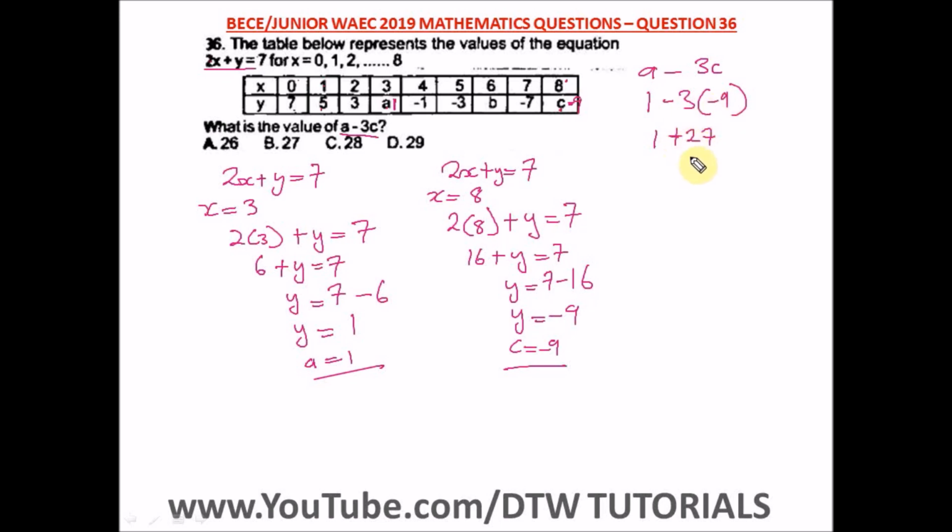If you don't understand the signs, on the new channel, I'm also going to be teaching signs, when you multiply and when you add signs of different values. Alright, so here 1 plus 27 will give us 28. This is our answer. Our answer is 28. And our right option here is option C.